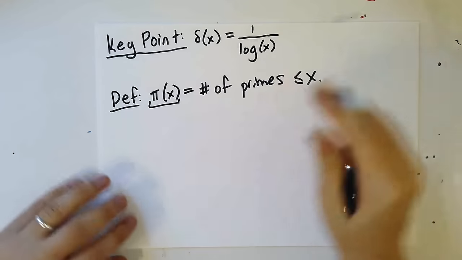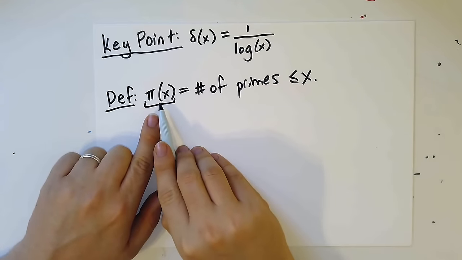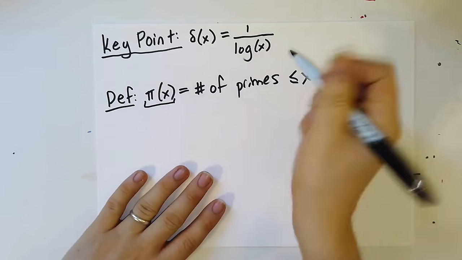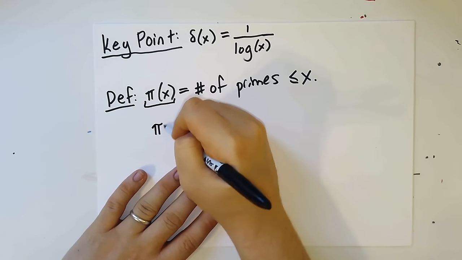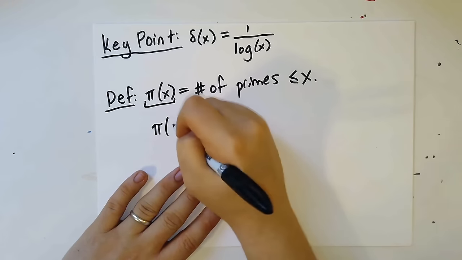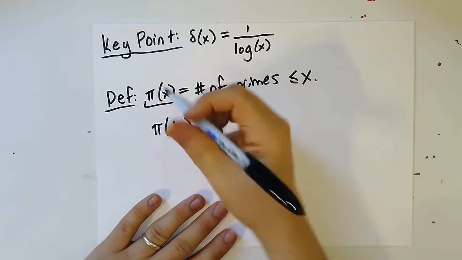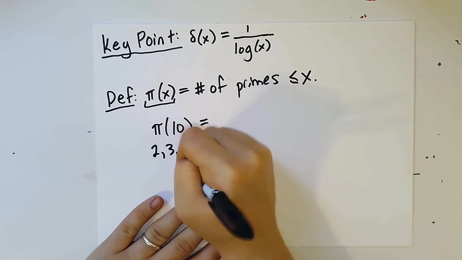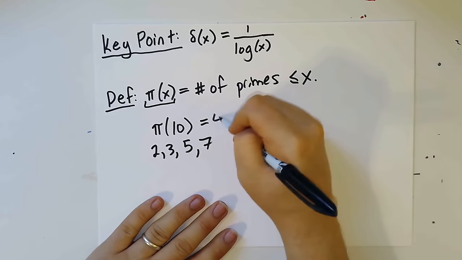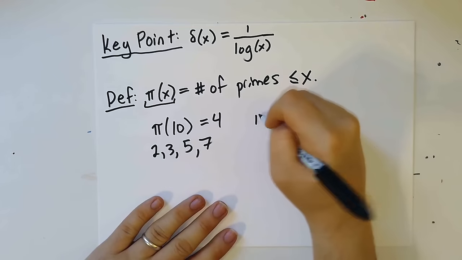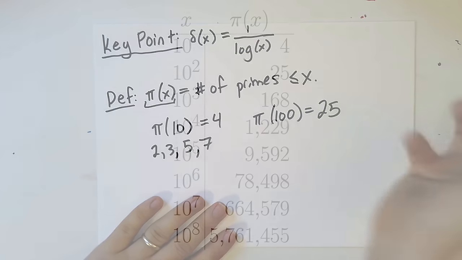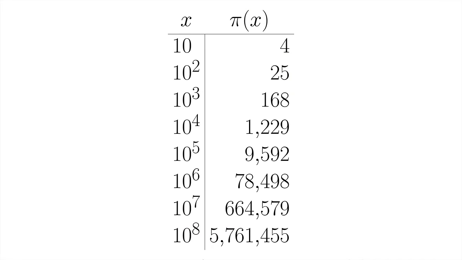What I want to talk about now is that we can approximate this function pi of x by using this idea of density. And just before we even approximate pi of x, let's make sure we understand what exactly it is that pi is doing. So pi of 10, for example, is the number of primes less than or equal to 10. Remember, 1 is not prime, but 2, 3, 5, and 7 are, so this is 4. Likewise, you can calculate pi of 100 is 25. And I'll go ahead and put up a table here for pi for various other powers of 10 so that you can see how this thing grows.